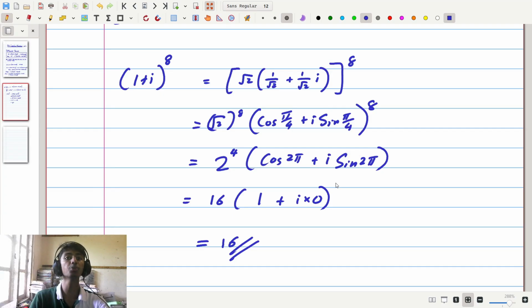we didn't have to use the binomial expansion on 1 plus i to the power of 8. We could of course do it with the binomial expansion, but it's going to be a pain because we're going to have 1 to the power of 8, we're going to have i to the power of 8, and then we're going to have 8 choose 1 times 1 to the power of 7 times i to the power of 1, and so on and so forth. We can have i's, i squares, i cubes, i to the power of 4s. It's going to be a big mess, but instead we can use this method to simply get our answer.